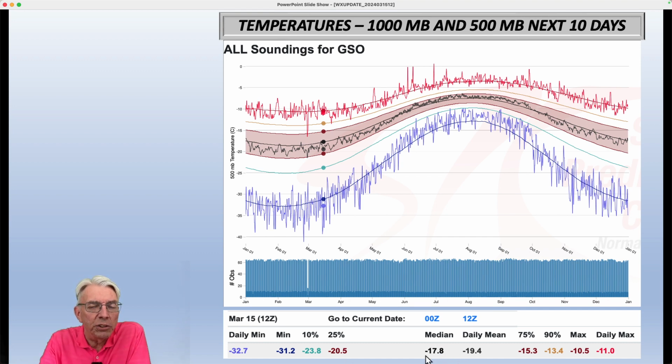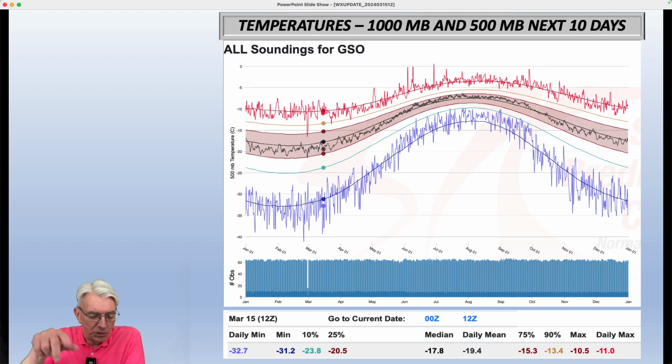The median value is about minus 17.8, and that's where we'll be by the end of next week, pretty close to the average. But for that short period of time, Monday into Tuesday, it's going to be much, much colder than most times it is at that particular elevation. And then you can see the rest of the values here, the 75th percentile at minus 15, 90th percentile minus 13, and then you get up to around minus 10 Celsius, which is about 14 Fahrenheit, that's actually considered to be pretty warm at that particular elevation for this time of year.